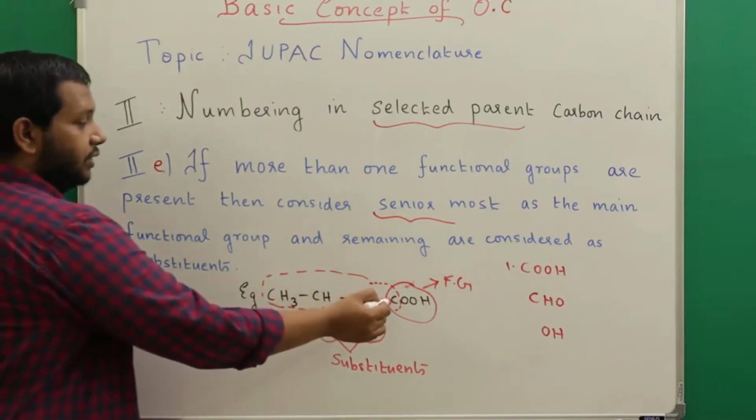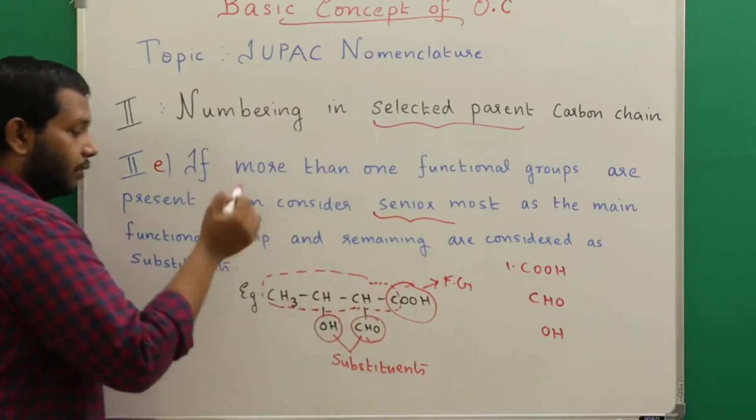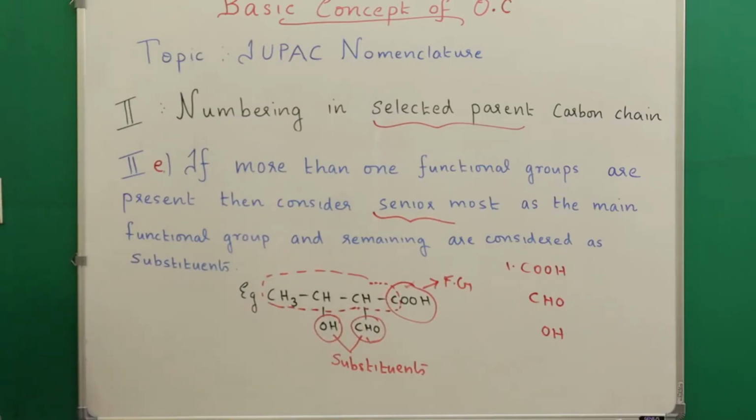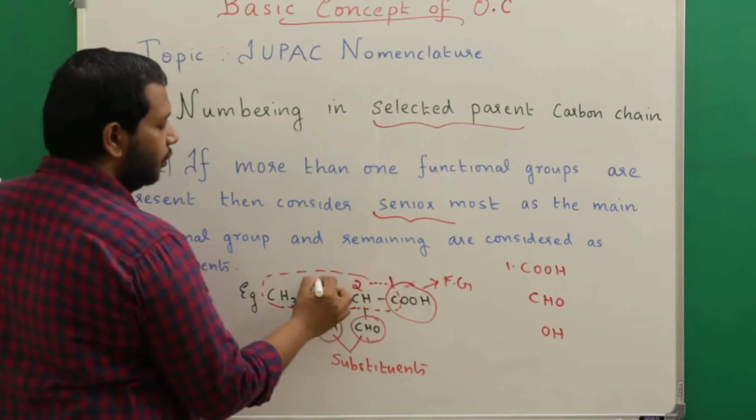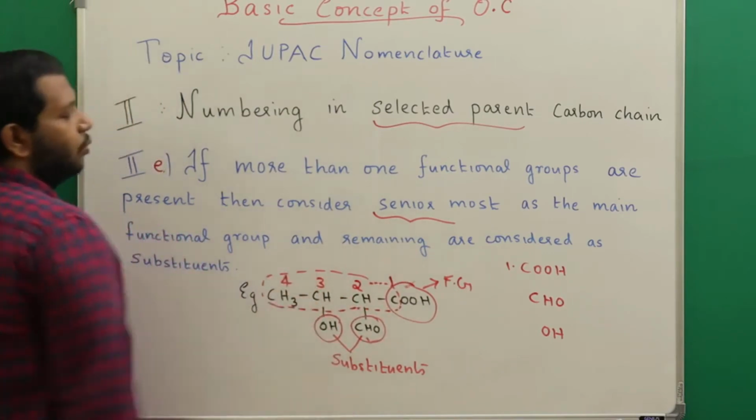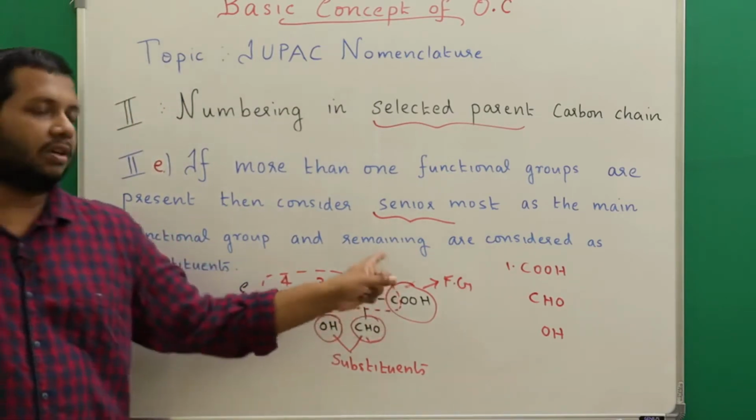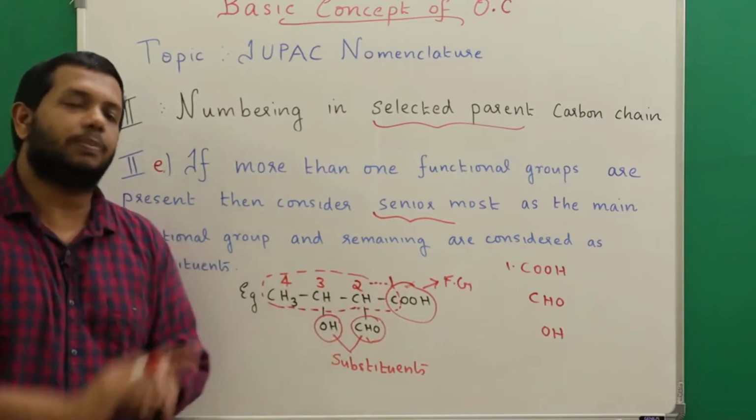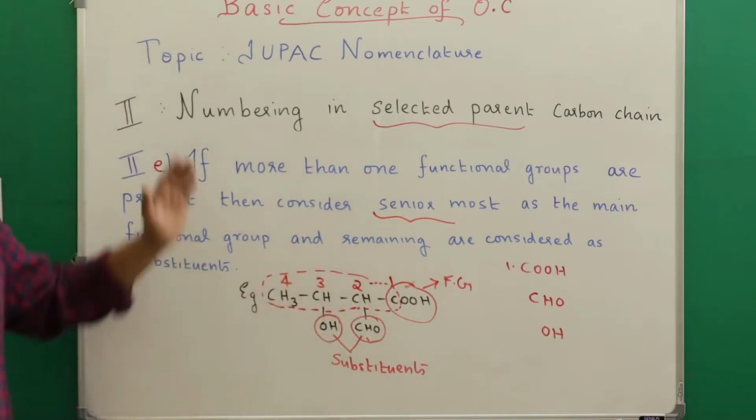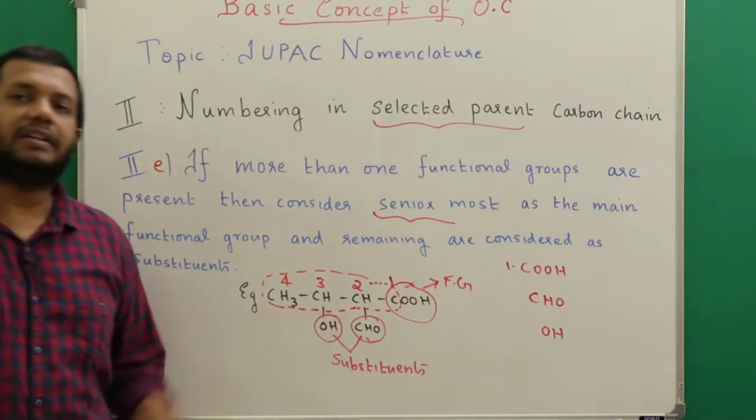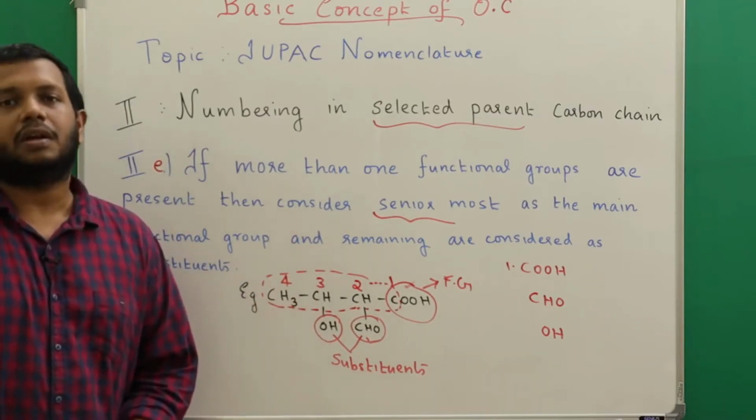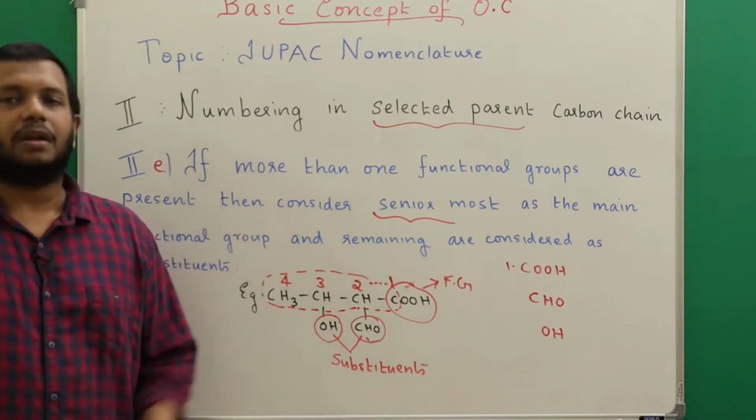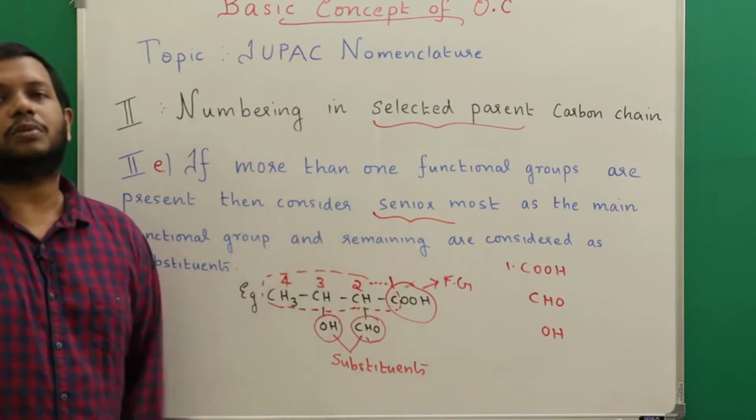So this is the longest chain, 1, 2, 3, 4. Now how should I number it? 1, 2, 3, 4. There is no doubt, because the carbon-containing functional group should get the lowest possible number. So this is the last rule in the naming. Next we will try to see the format of the IUPAC name. That means you should remember that format, and based on that it is easy for you to name it.